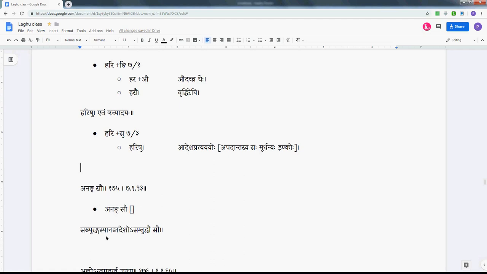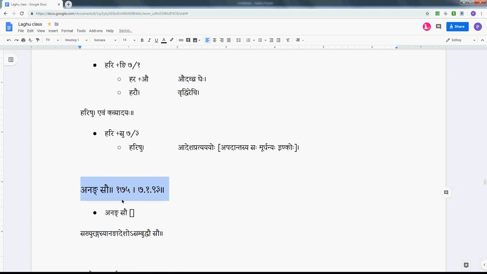Now he moves on to Saki Shabda. For Saki Shabda, he needs a sutra Anang Sau. What is Anang? Anang is Prathama Ekvachana. What is Sau? Sau is Saptami Ekvachana of Su, like Gurau. Gurau Saptami Ekvachana, you will get Su Saptami Ekvachana, you will get Sau.